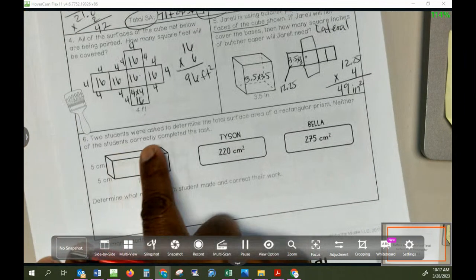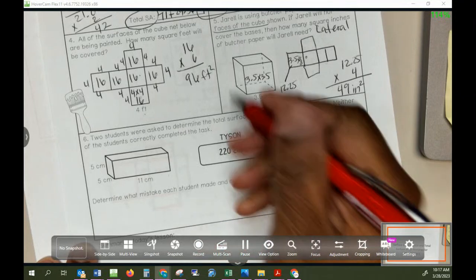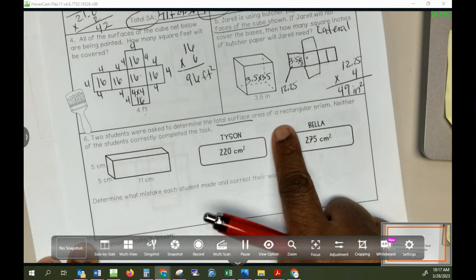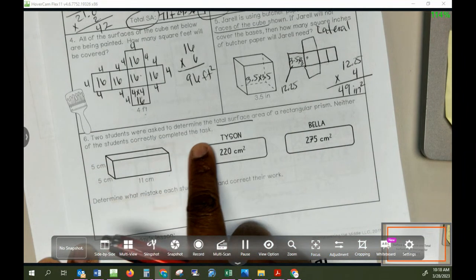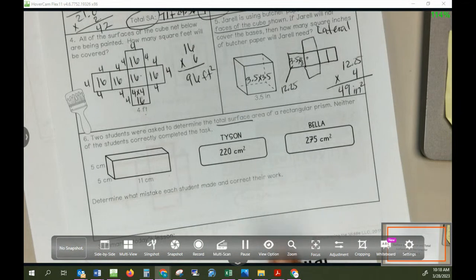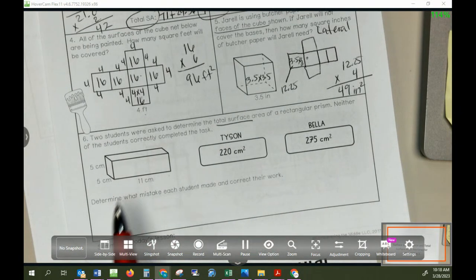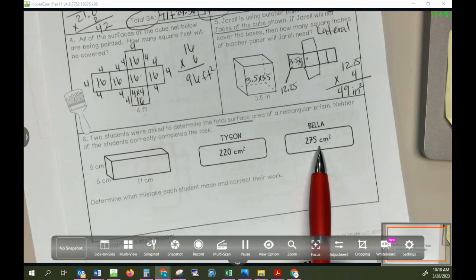All right. 2 students were asked to determine the total surface area. So we're talking total surface area of a rectangular prism. Neither of the students correctly completed the task. Determine what mistakes each student made and correct their error. So here, let's go. The first person. This is the shape here, and they got 220 and another person got 275.